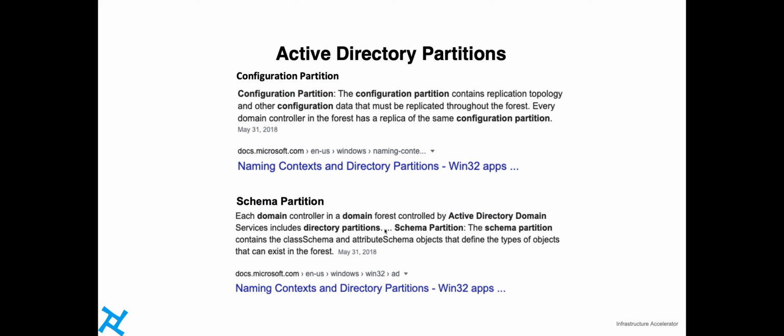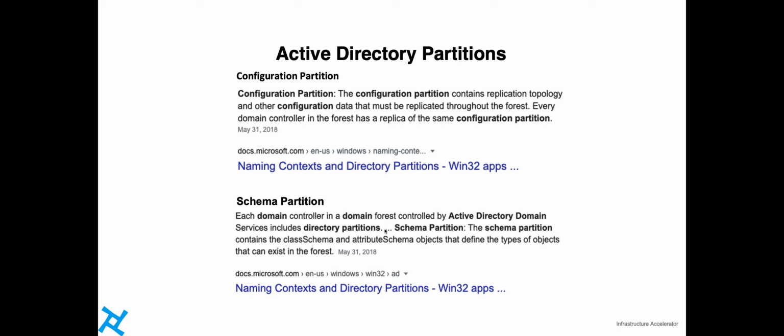Configuration partition contains the replication topology and other configuration data that must be replicated throughout the forest. Every domain controller in the forest has a replica of the same configuration partition. So the configuration partition contains various information such as replication topology, and also the Exchange information. When we install Exchange Server, I will show you where the information of Exchange Server gets stored in Active Directory, and that is stored in the configuration partition. A lot of things regarding the configuration of Active Directory. The sites which you have seen, Active Directory Sites and Services, get stored in the configuration partition.